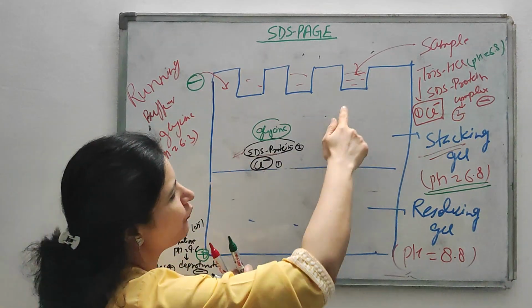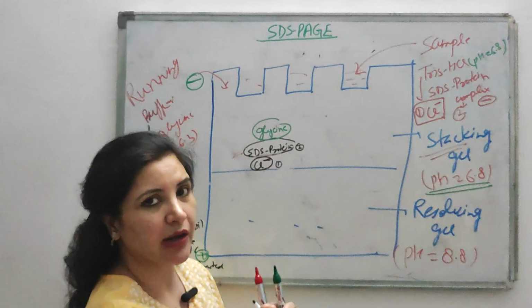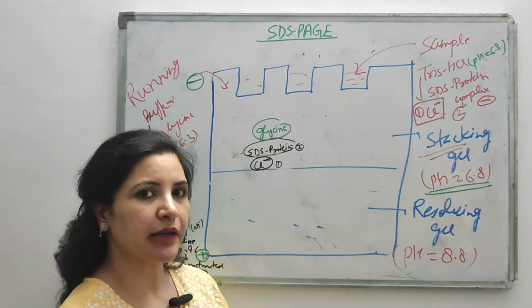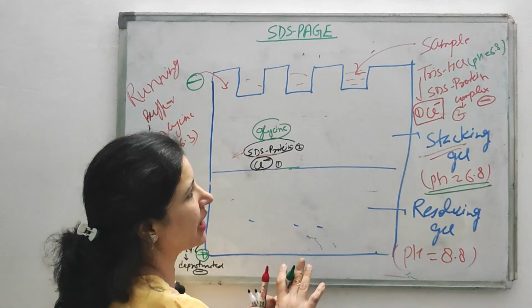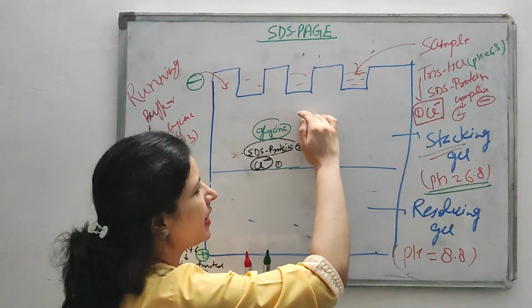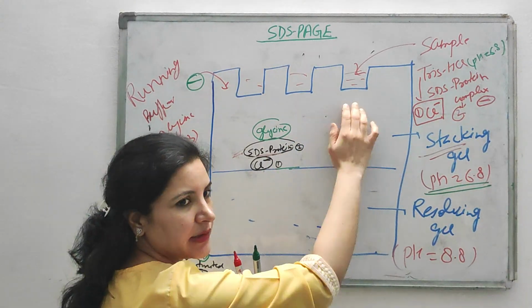Now let's understand why it is important to separate this in the stacking gel. Why didn't we use only the resolving gel directly? Because the function of a stacking gel is that proteins will stack in between and all proteins will come over here, in the stacking gel.